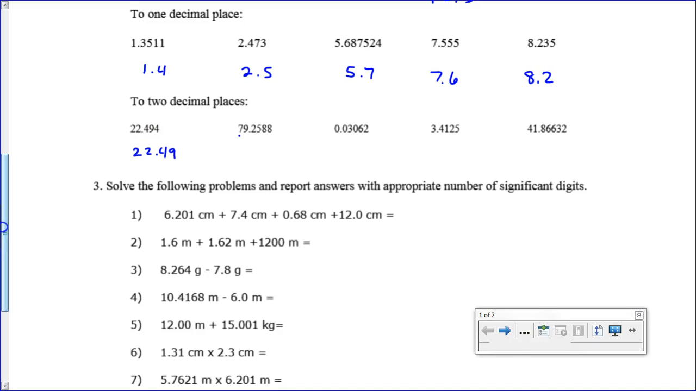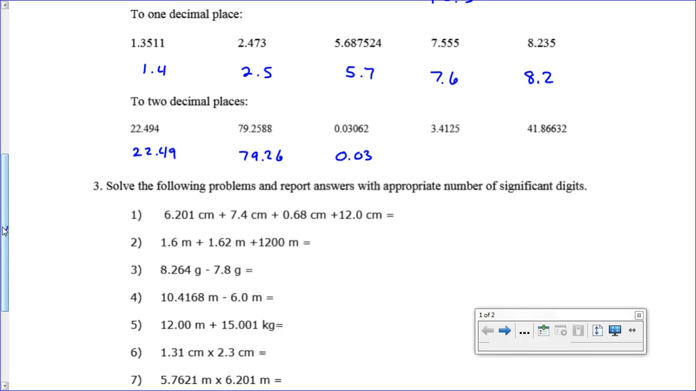Next one, go through the 100th place, cut it off. That's an 8 afterwards, so it's 79.26 because an 8 rounds up. Next one, go through the 100th place, cut it off. That's a 0 afterwards, so it rounds down, 0.03.